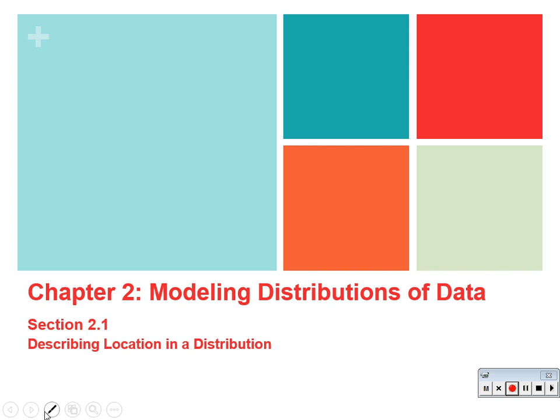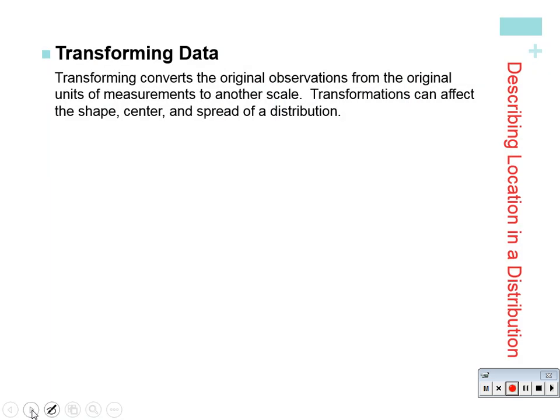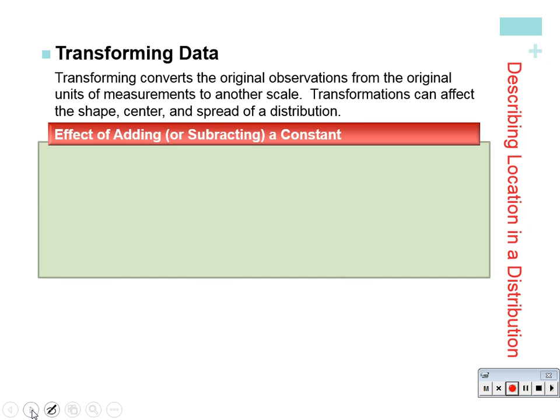And one of the things that we're going to look at next is what's known as transforming data. Transforming data is if you take all of the data values in your set and you do something mathematically to them, and that could be adding, subtracting, multiplying, dividing. By doing that, what does that do to the following things? What does that do to the shape of the distribution? What does that do to the center of your distribution? What does that do to the spread of the distribution?